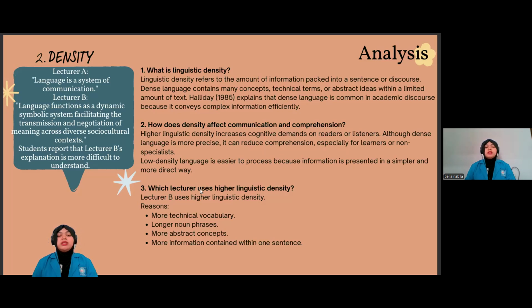Number three, which lecture uses higher linguistic density? Lecture B uses higher linguistic density because it has more technical vocabulary, longer noun phrases, more abstract concepts, and more information contained within one sentence.